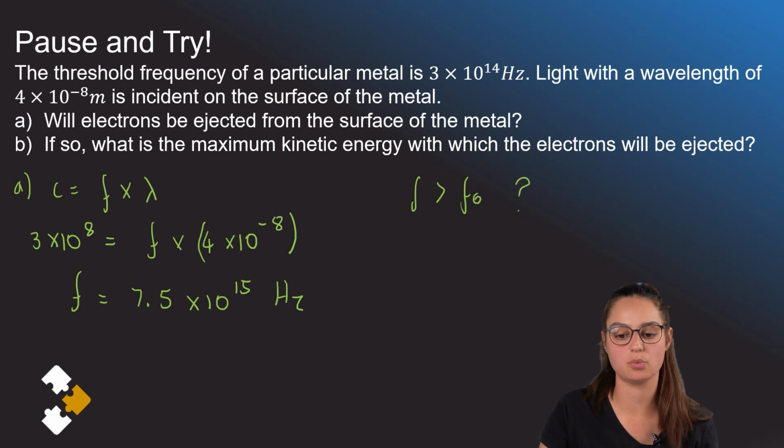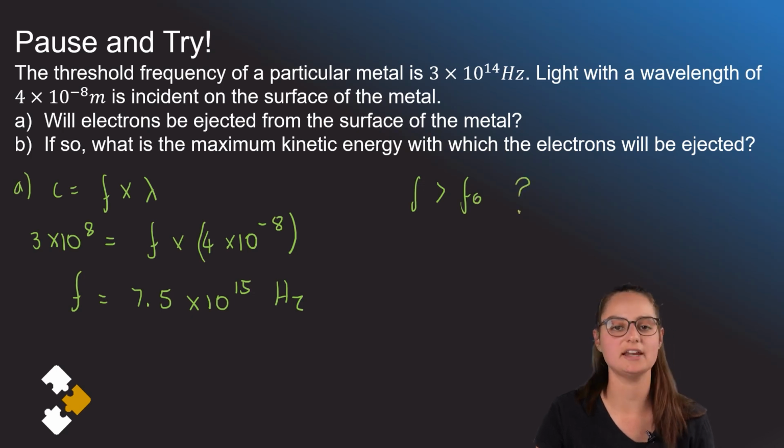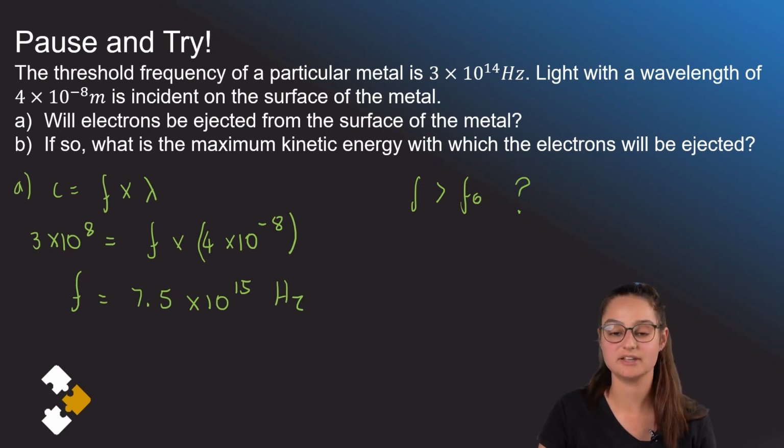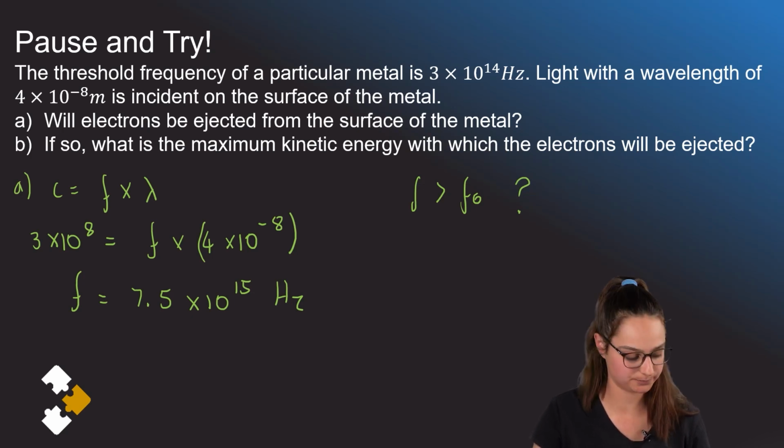If so, then we will observe the photoelectric effect and electrons will be emitted. So, is it greater? Yes, it is. So we will observe the photoelectric effect. Question B now asks us, if so, what is the maximum kinetic energy with which the electrons will be ejected?